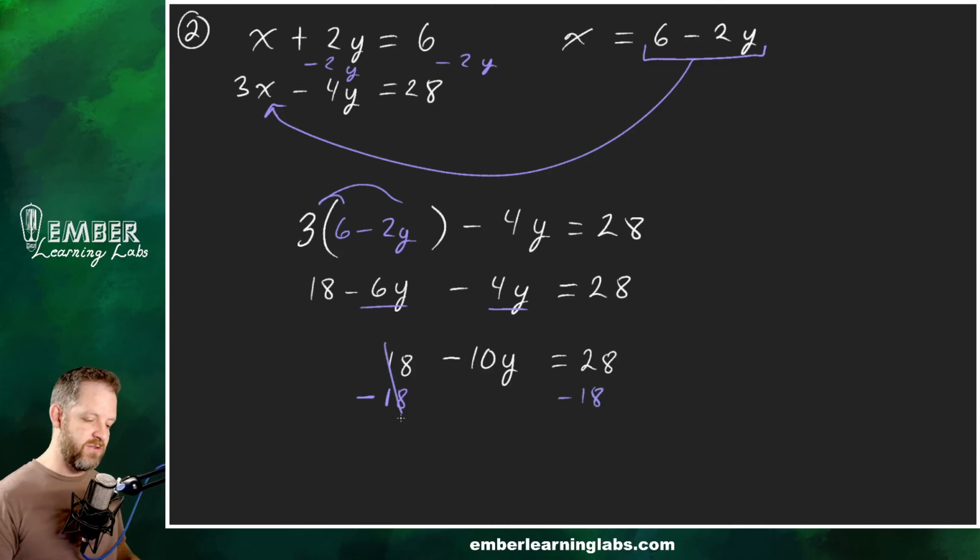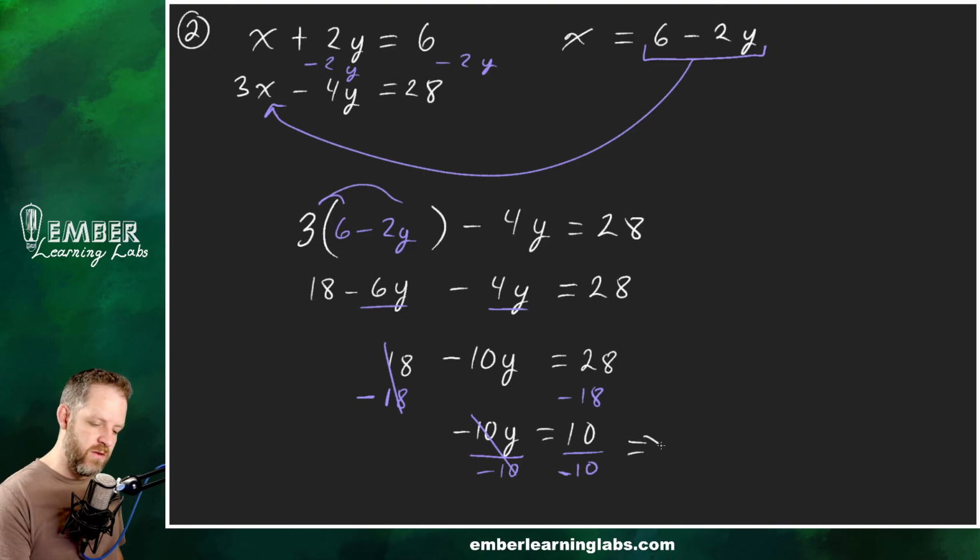Those 18s cancel, leaving us with negative 10y equals 10. We're going to divide by negative 10. Don't forget to bring down that negative. That would be a place where a mistake would be easy to make, right? So we're left with y equals negative 1.